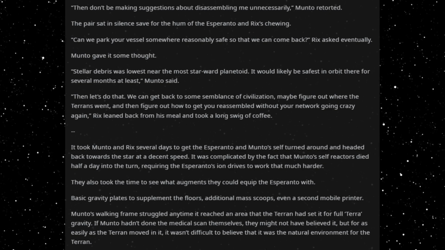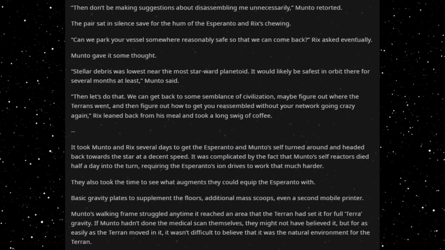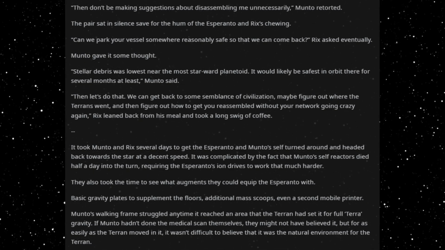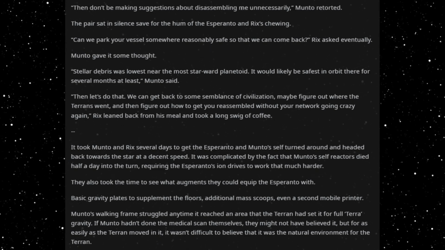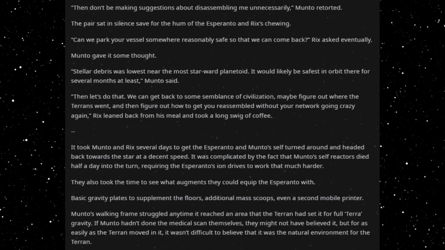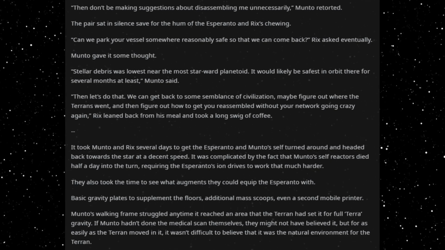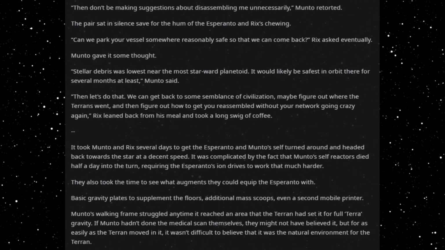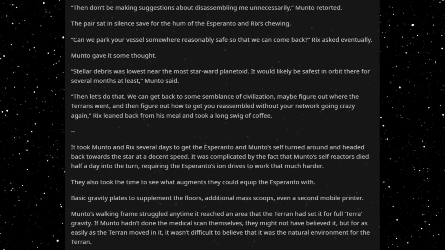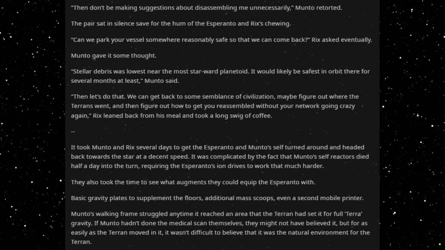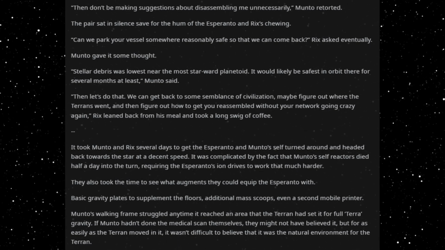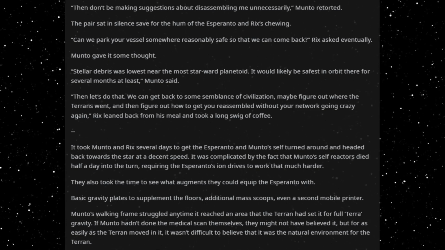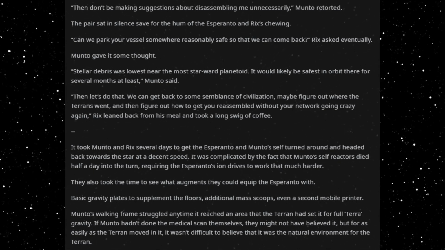Munto gave it some thought. "Stellar debris was lowest near the most starboard planetoid. It would likely be safest in orbit there for several months at least," Munto said. "Then let's do that. We can get back to some semblance of civilization, maybe figure out where the Terrans went, and then figure out how to get you reassembled without your network going crazy again." Rix leaned back from his meal and took a long swig of coffee.